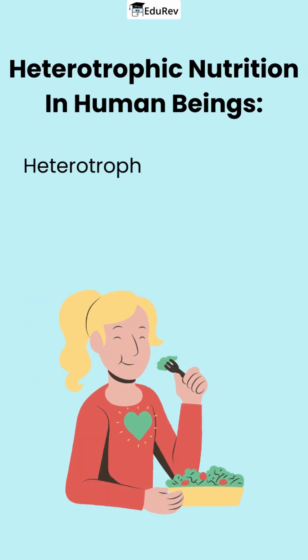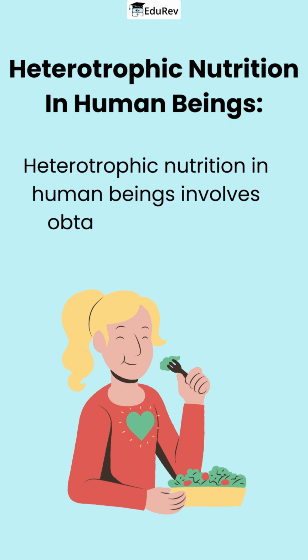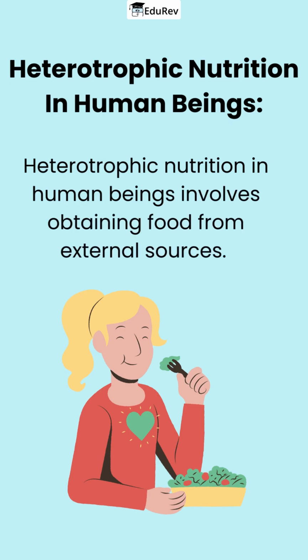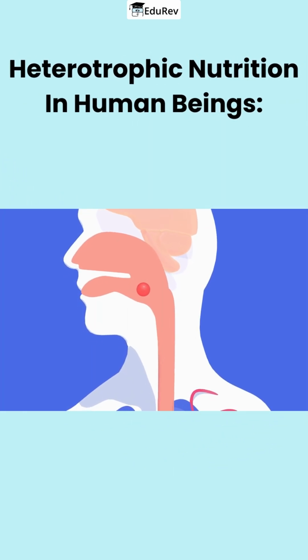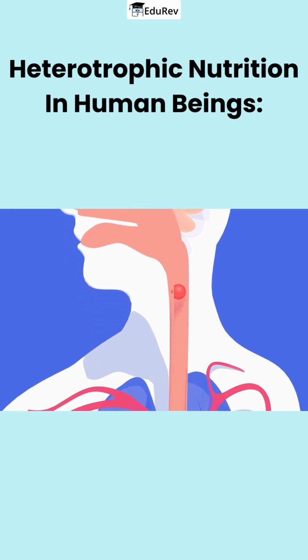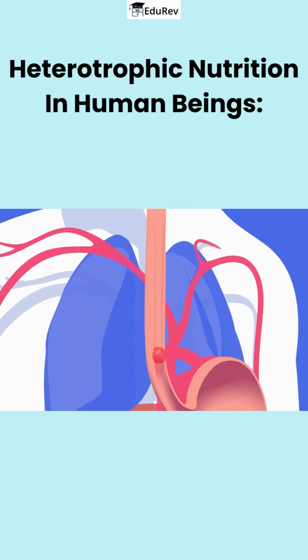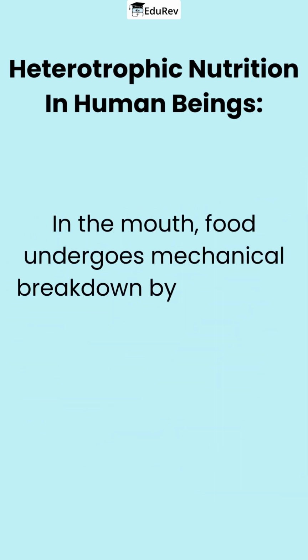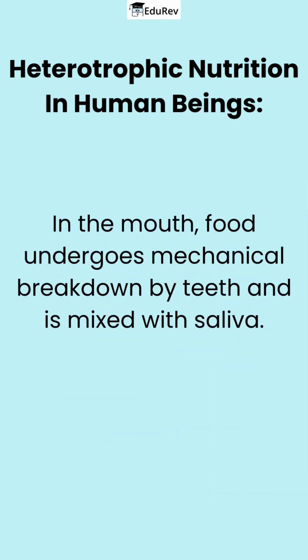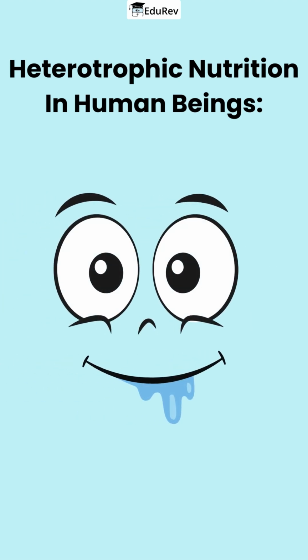Heterotrophic nutrition in human beings. Heterotrophic nutrition in human beings involves obtaining food from external sources. Food enters the body through the mouth and follows a complex digestive journey through the alimentary canal. In the mouth, food undergoes mechanical breakdown by teeth and is mixed with saliva. Saliva is a watery fluid that not only softens food but also contains salivary amylase, an enzyme that partially digests sugars.